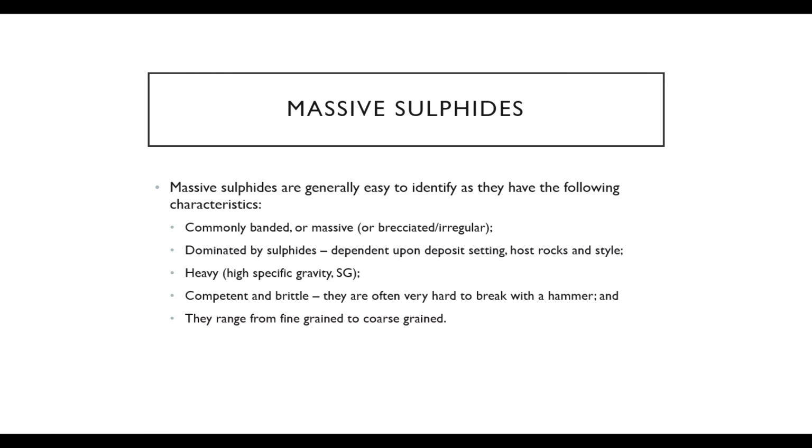So of course, things like a VMS or SEDEX are probably going to have a lot of lead and zinc sulfides, whereas some magmatics might have things like chalcopyrite. They're very heavy and dense, and they're quite competent but brittle, because the sulfides are fairly brittle, and they can range in grain size.